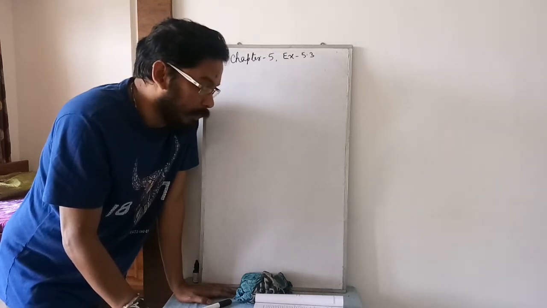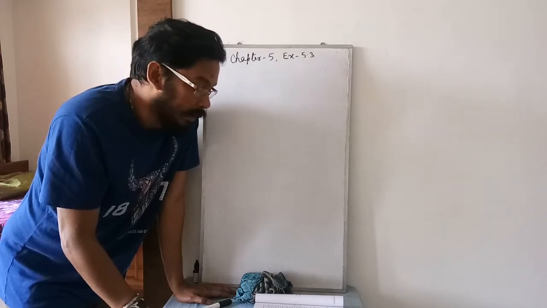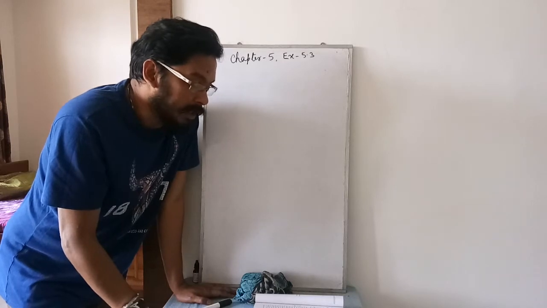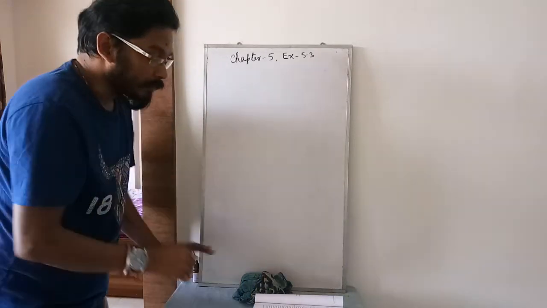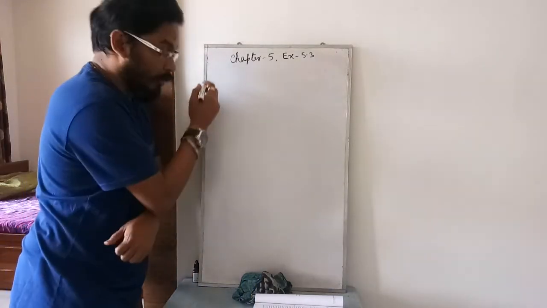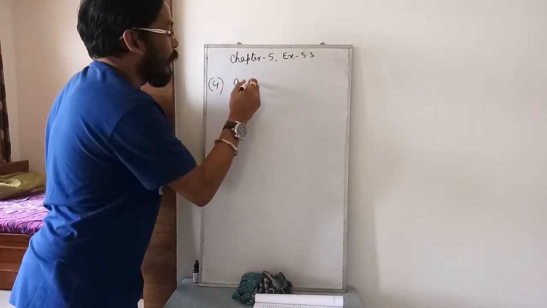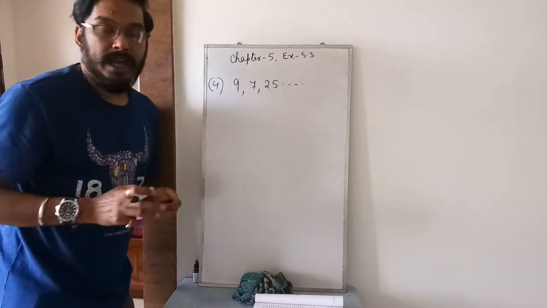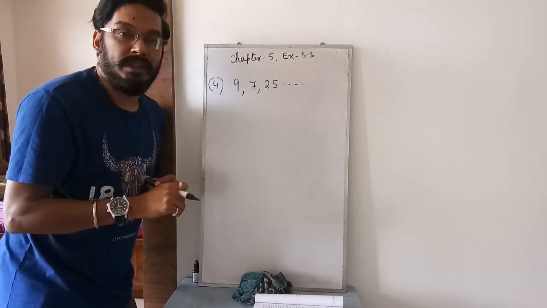So question number 4, what does it say? How many terms of the AP 9, 17, 25 must be taken to give a sum of 636? So in the AP, the sequence given is 9, 17, 25. The sum of this sequence is 636. We have to find out how many terms there are.